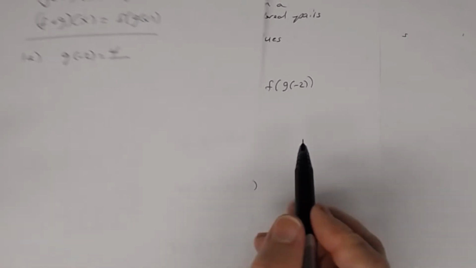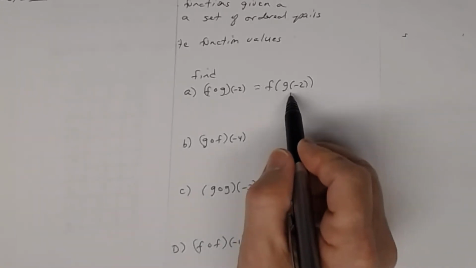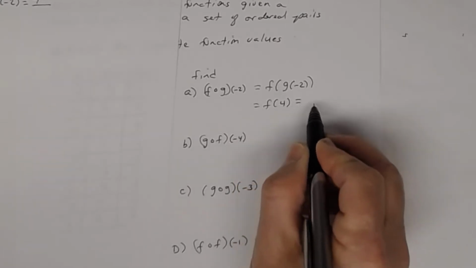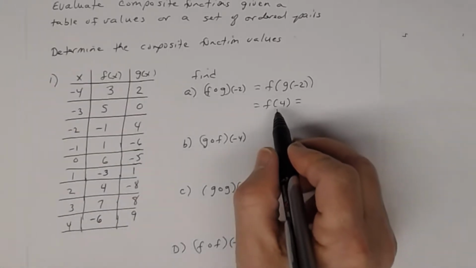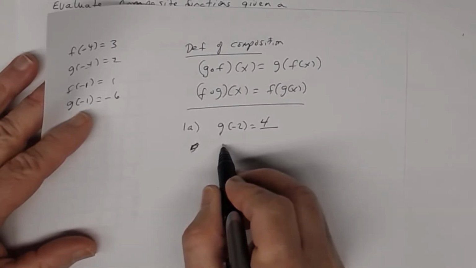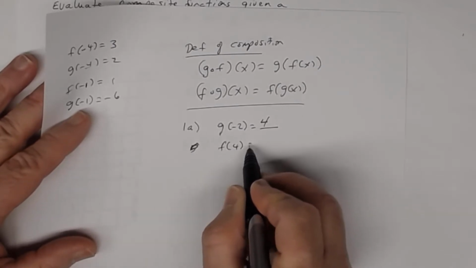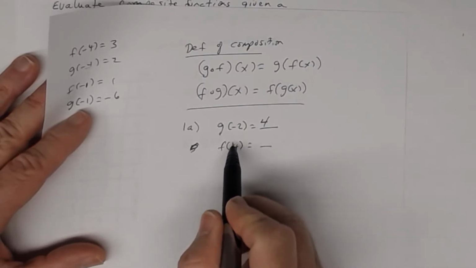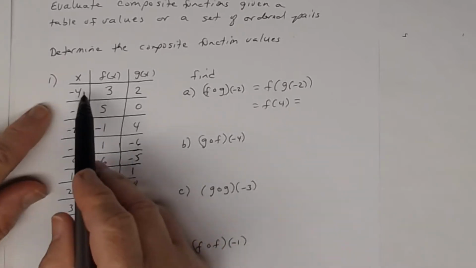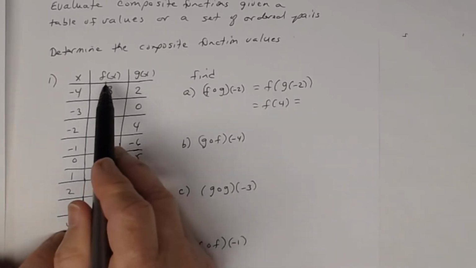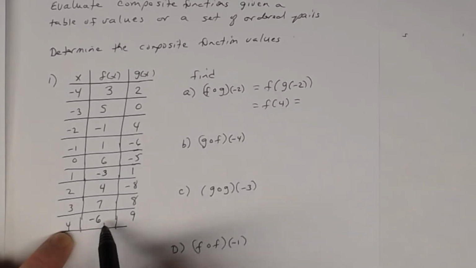Now in place of g of -2, I'm going to substitute 4. So this becomes f of 4. Then go to the table and remember what that means. Now f of 4 means what's the y value when x is 4? So locate x equals 4. That's right here. f of 4 is -6.